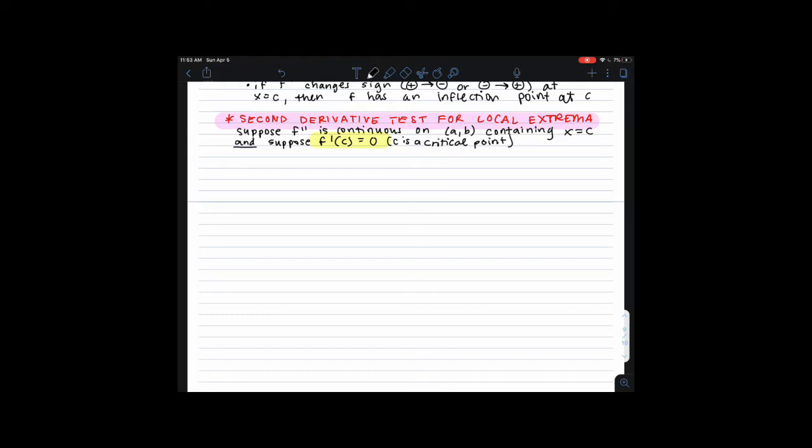Okay? So then, this theorem basically has 3 parts. So the first part is if f double prime, or the second derivative, at c, so at that critical point, is greater than 0, then f has a local minimum at c.